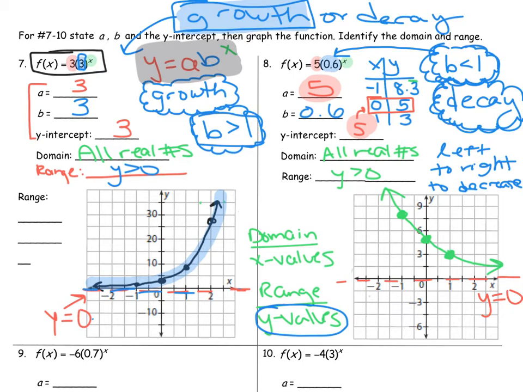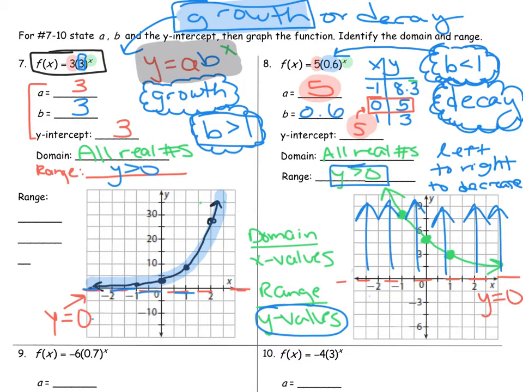Okay, so as I was mentioning before, we're looking at range. So it's not going to cross over the x-axis, so it can never equal 0, but I'm looking at all the values greater than 0. All of these values are positive y values, and they're all above the x-axis. So that's why my range is y is greater than 0.